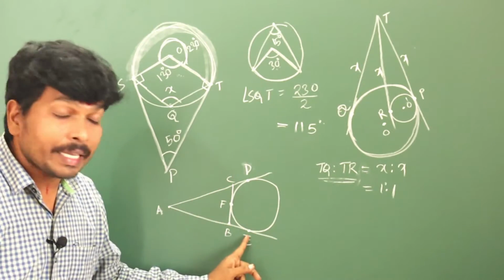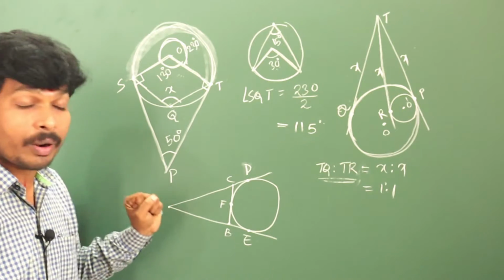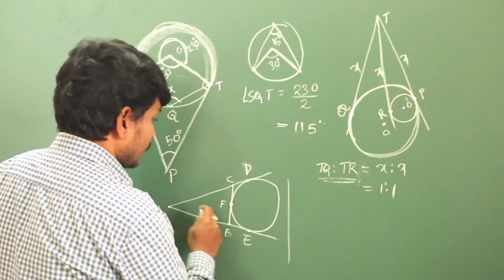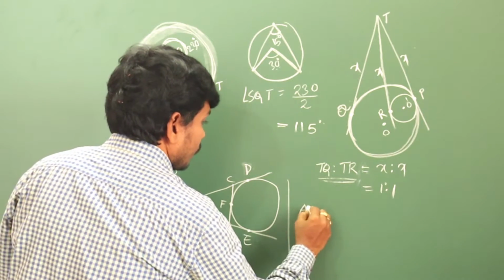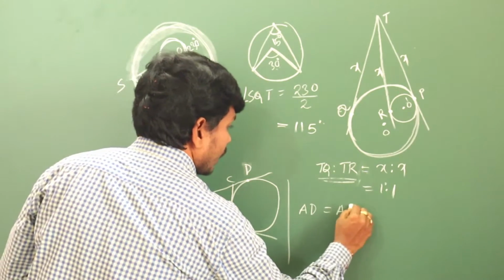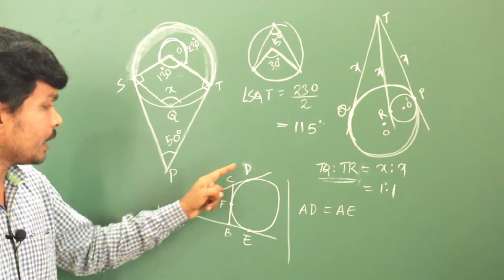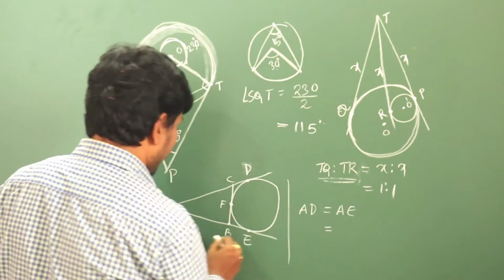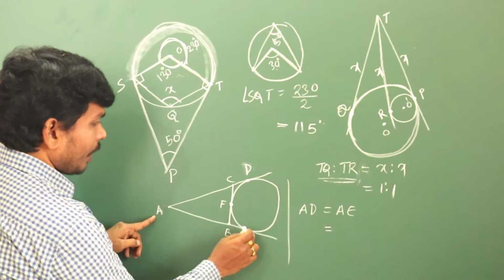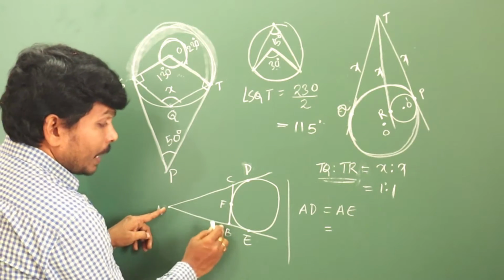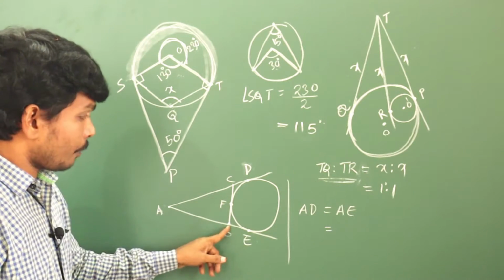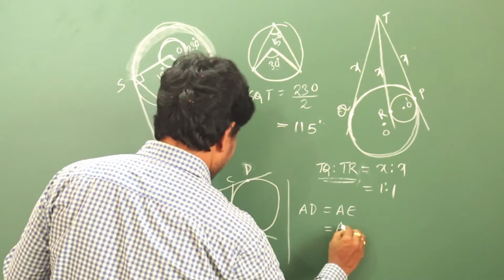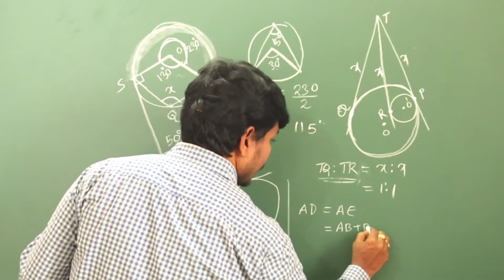Observe this problem. AD, AE are the tangents drawn from the external point A. So that's why from this you definitely get AD is equal to AE. The length of AD is equal to the length of AE. Now this AE value I am writing as AB plus BE, because B is the point between A and E, no? So this entire AE value we can express as AB plus BE.